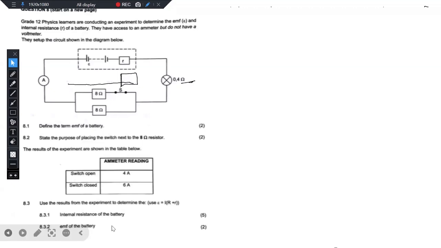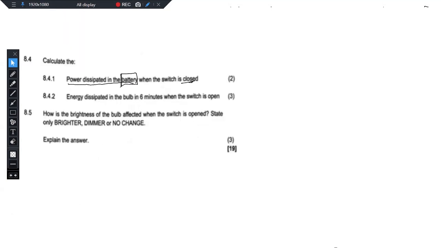Now, when the switch is closed, if we can just go back here and look at the current when the switch is closed, we can see that the current was only 6 amperes. Remember, with current, there is no internal current or external current. Current is the same from the battery and throughout the circuit, right? So in order to calculate the power, we can just go for the formula that says power equals I squared multiplied by r.